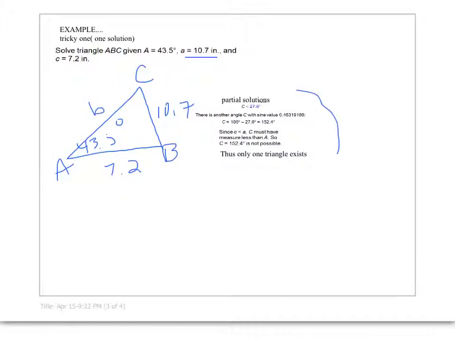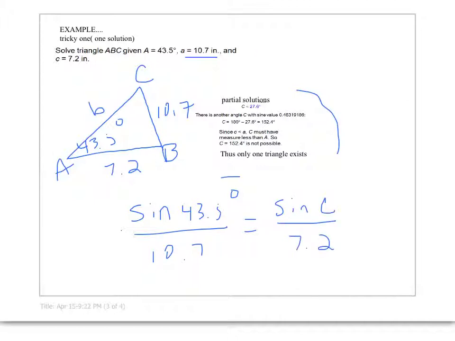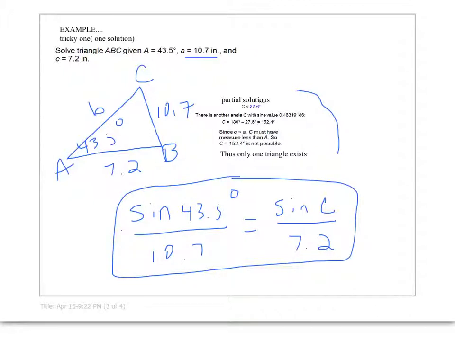I have partial solutions written out here, but let's go ahead and start to run law of sines and see what happens. So sine 43.5 degrees is to 10.7 as sine of c is to 7.2. So you start off by just applying law of sines. Now let's go ahead and cross multiply. I'll hit pause as we do that.